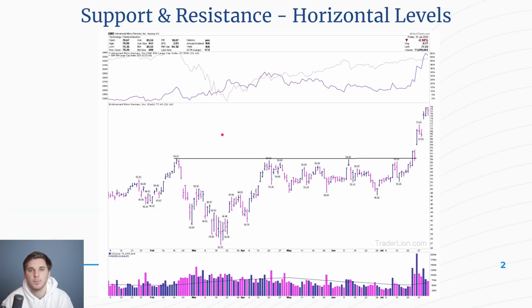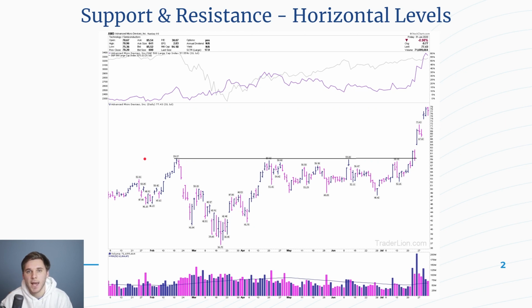So first of all, what is support and resistance in terms of horizontal levels? On this slide, we'll focus on what resistance is to start with. Resistance is simply a horizontal level where the stock moves up to and then rebounds back from. The more times this happens, the more significant this level becomes.